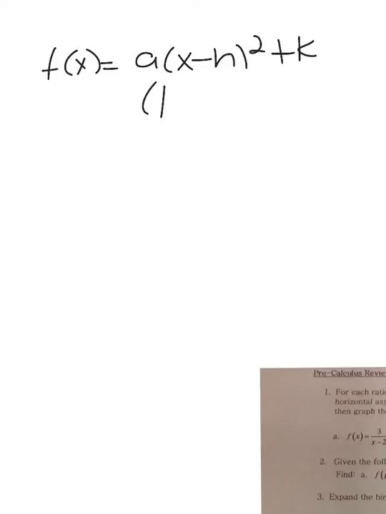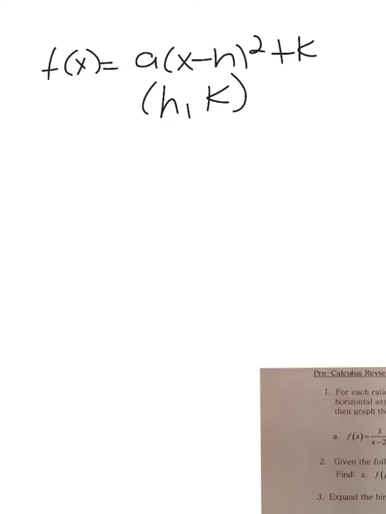f of x is equal to a times (x minus h) squared plus k. (h, k) is the vertex. So you change h, but you keep k. All right, so let's take a look at the first one.